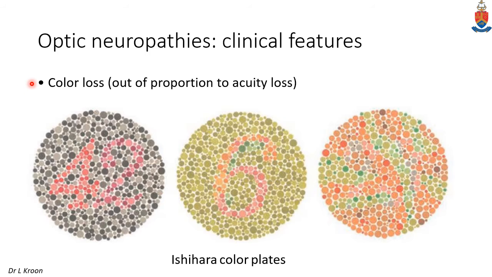So color vision is tested typically with Ishihara plates. Here's a 42 as well as a 6. And when there is color vision loss out of proportion to visual acuity loss, that's a signal or a sign of an optic nerve problem.